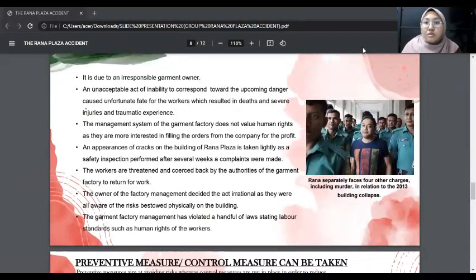As we can conclude from the actions performed by the employer and the management of the factory, we can state that they have not and will not value any human rights in order to gain profit. Even with the appearance of cracks, they were forcing the workers to proceed with the work by filling the order from the Walmart company to gain bigger profit from it.